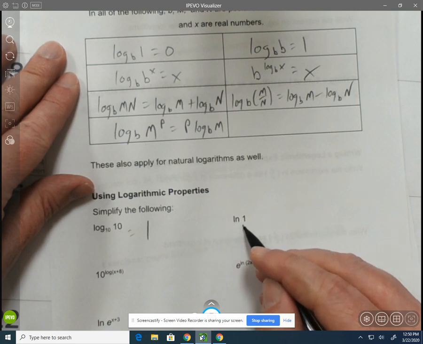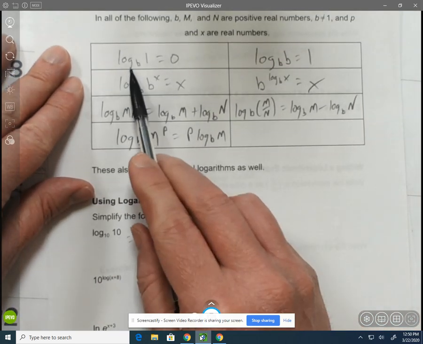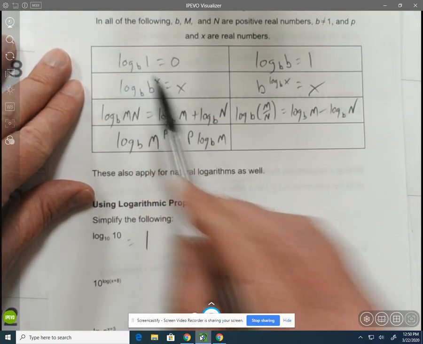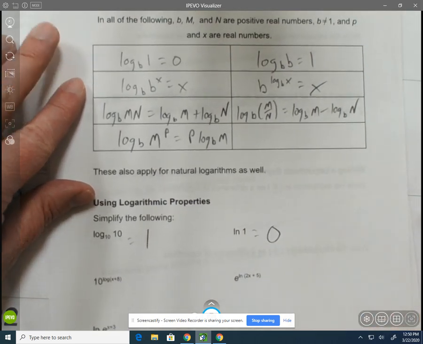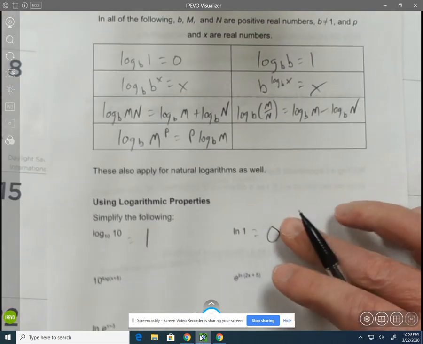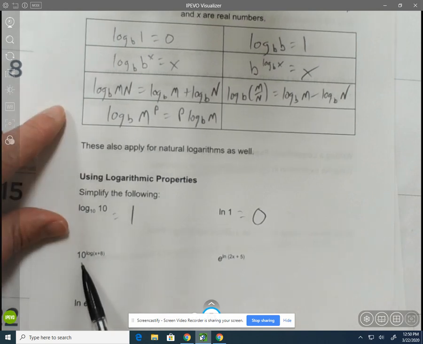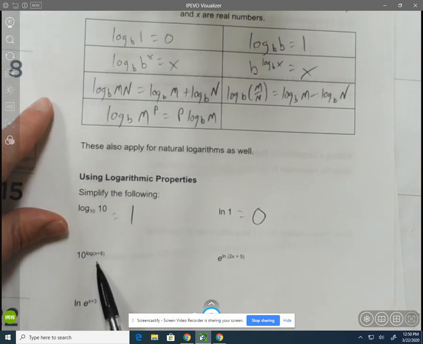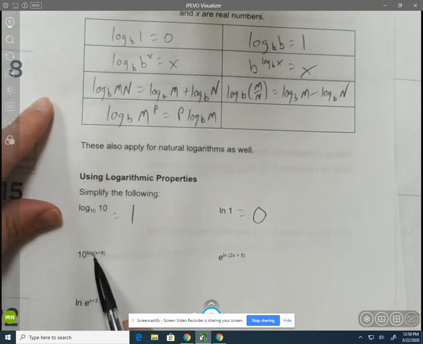Okay. Natural log of 1. Well, the logarithm of 1 to any base is always 0. Okay, here, 10 raised to this power. And again, I don't see a base there. So again, if I don't see a base, I'm assuming that to be a 10.